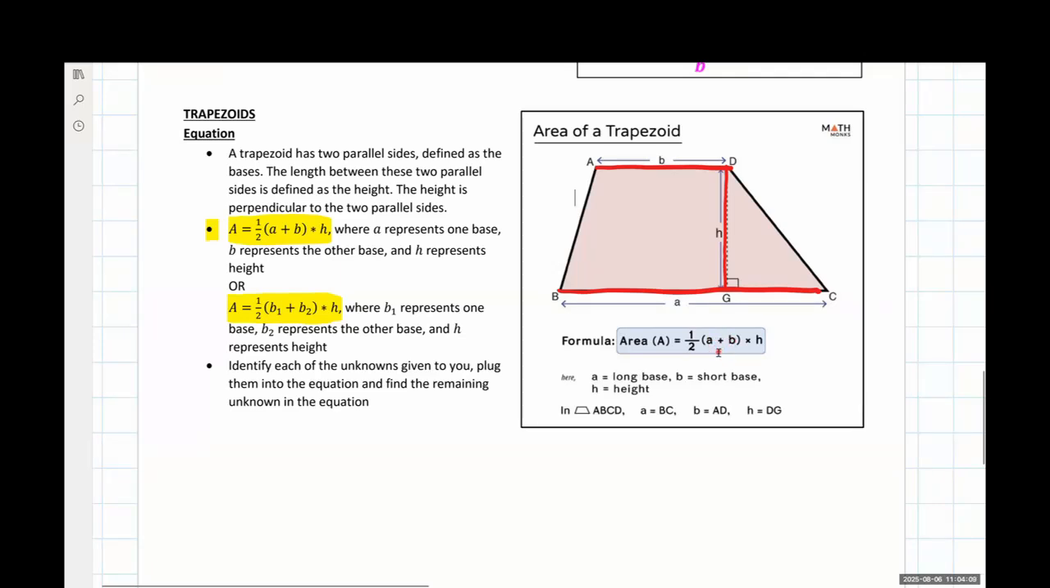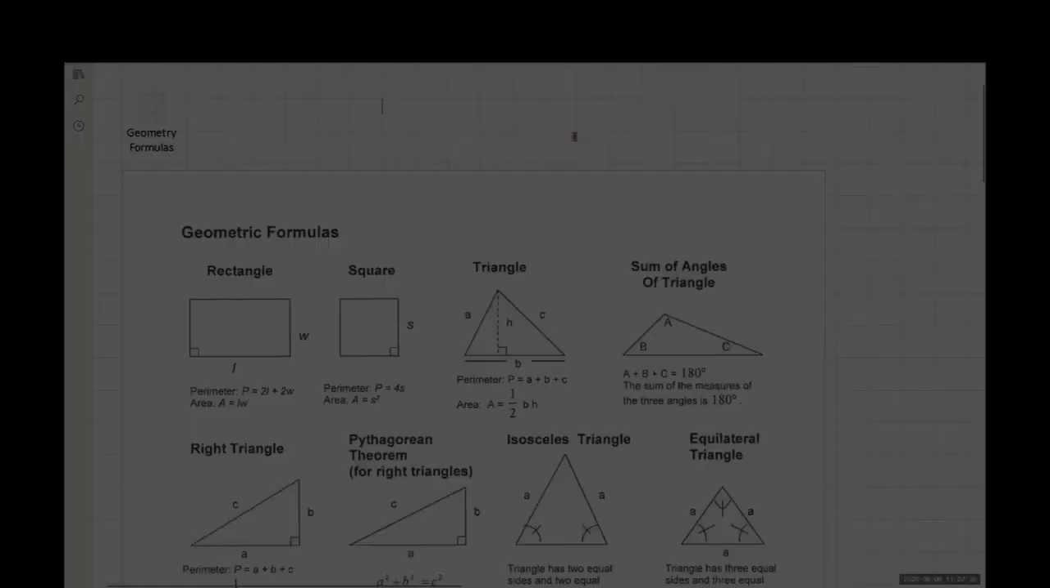So don't get too bogged down or stressed thinking, oh man, I need to identify that the long side has to be this value and the short side has to be this other variable. Nope. One of these is the first base, the other one is the second base. Great. I'm going to add them together inside the parentheses, regardless of which one is first or second.